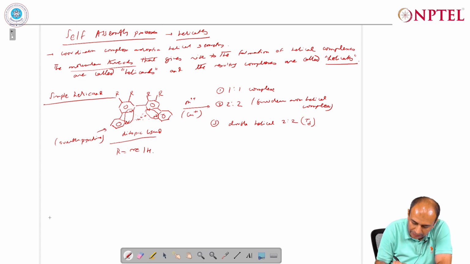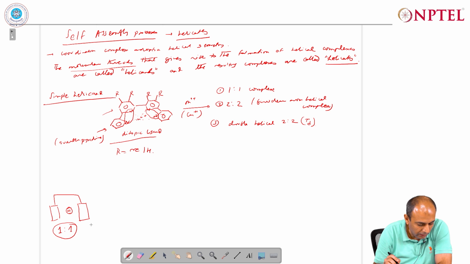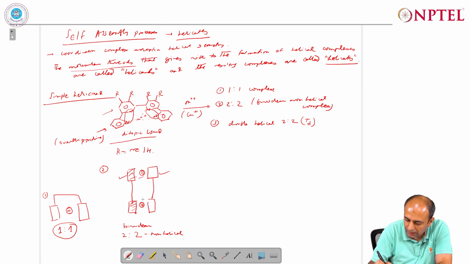So let us see how these look. You can have a 1:1 complex. For example, here in this case we can have a 1:1 copper ion and a quaterpyridine ligand which is forming this particular complex. So that is the first case. In the second case we can have, and this is my metal ion sitting here, and this is another metal ion sitting here. So this is a binuclear 2:2 non-helical complex. So you see that this is an individual strand here, and you have the metal ion which can now form a tetrahedral complex at every particular site.